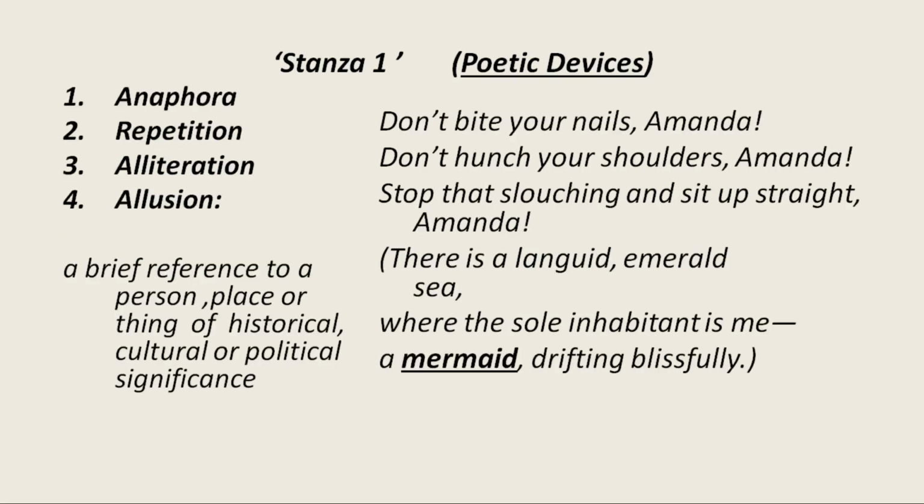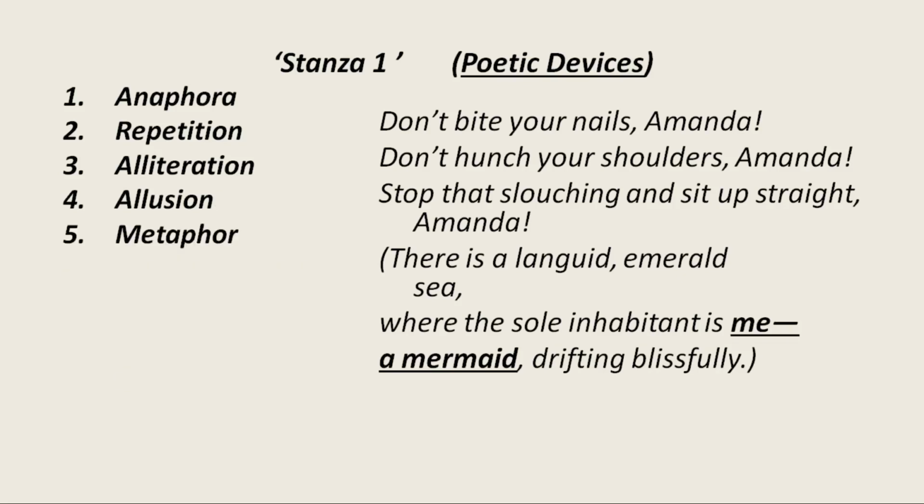Next is allusion. Allusion means a brief reference to a person, place or thing of historical, cultural or political significance. By using mermaid, the poet has used the reference of a mermaid, which is a mythical character. So this poetic device is called allusion. Next is metaphor. Where the sole inhabitant is me, a mermaid. What is metaphor? Metaphor means comparison. So here Amanda is comparing herself with a mermaid. So it is called metaphor.